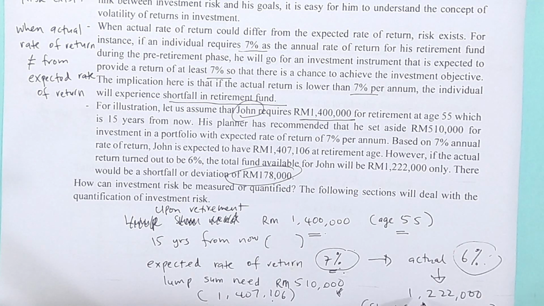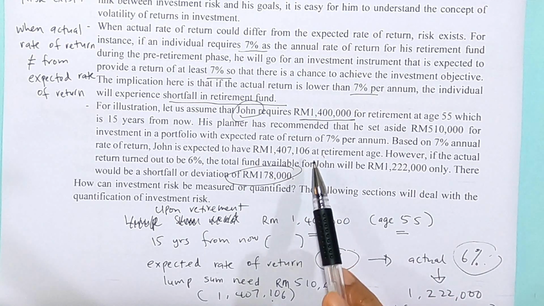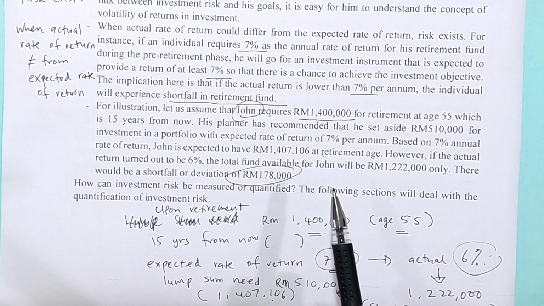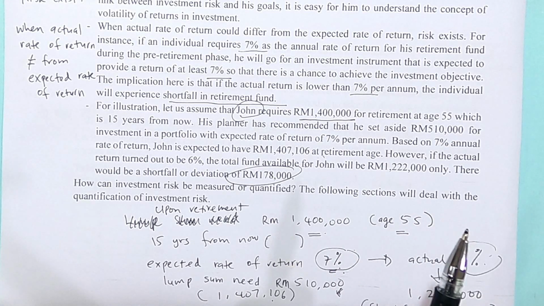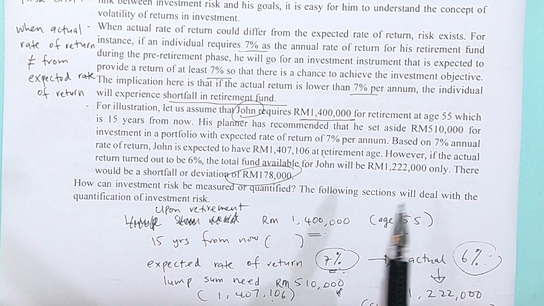Okay, 1,222,000, where there is a shortfall of 178,000. Therefore, in this case, we can see that just a very slight difference in the rate of return will actually influence the amount of the investment for the purpose of John's retirement.